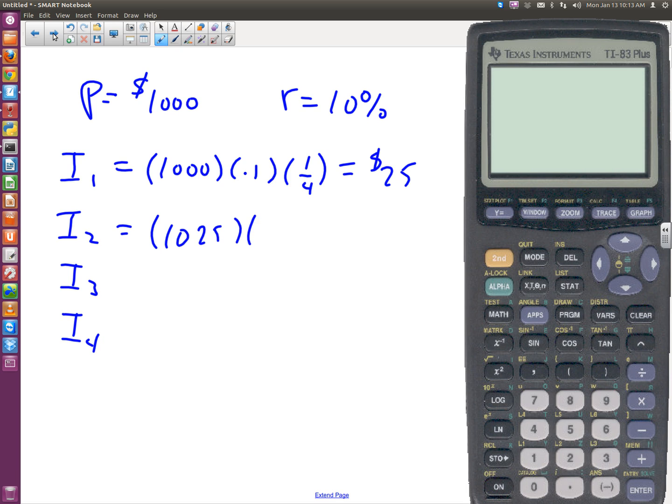1,025 times 10% divided by 4. Well, what's 10% of 1,025? 102.5. And divide that by 4. Well, that's starting to get to be a bit of a pain, right? So that's what Ziggy's for.